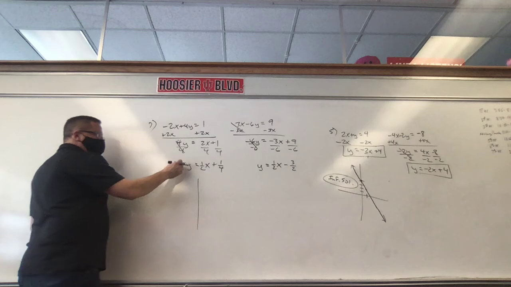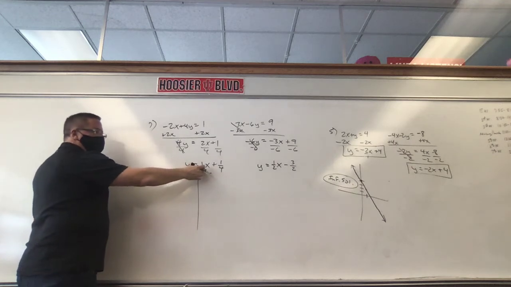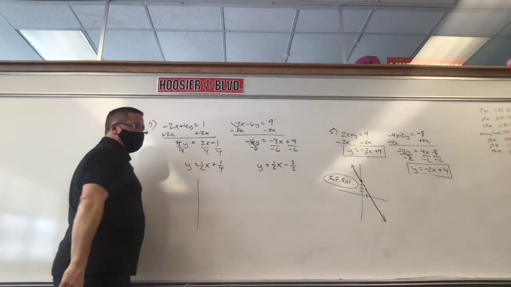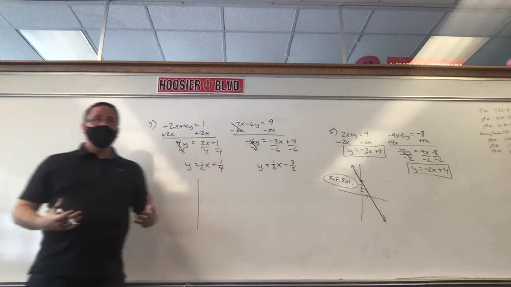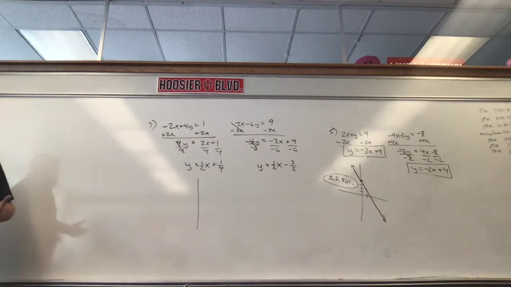Now, what's the slope of this line? 1/2. What's the slope of this line? 1/2. They have the same slope. So what does that tell you about these 2 lines? They're not going to cross. They have the same slope, guys.